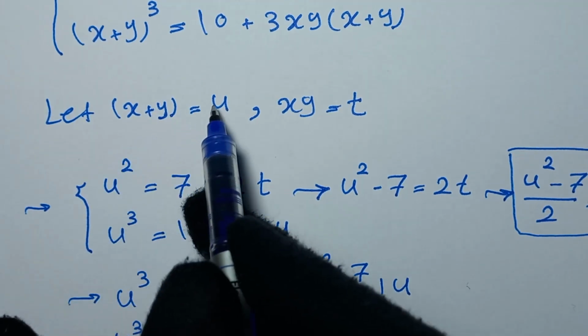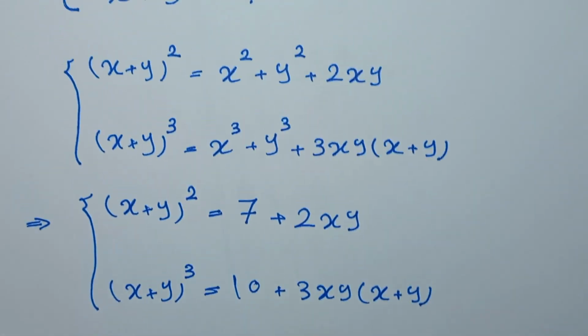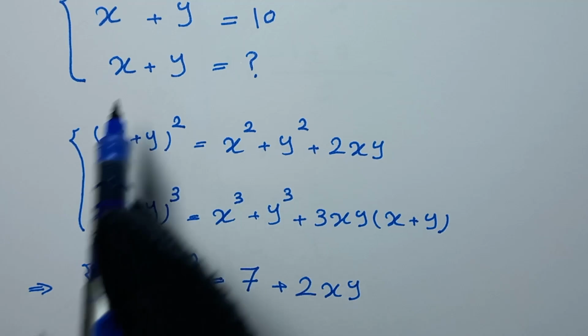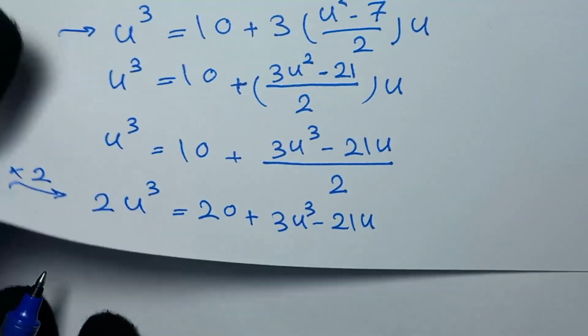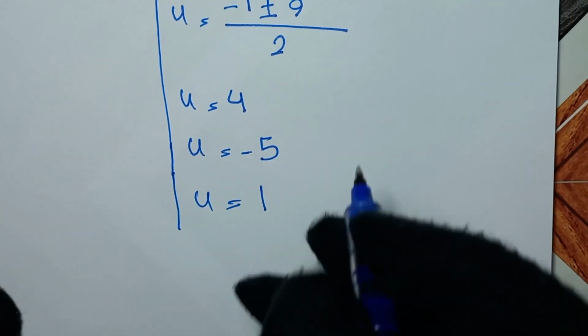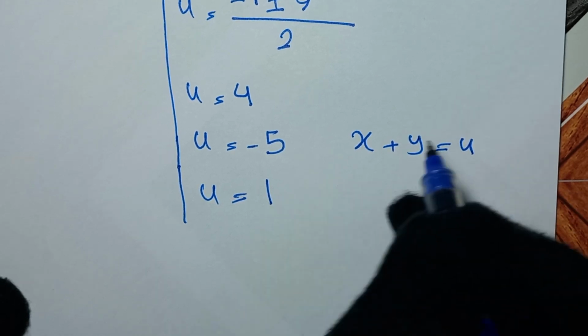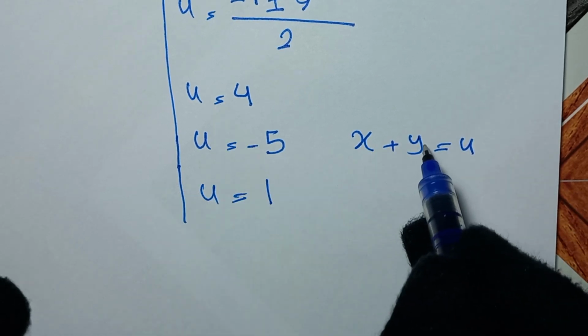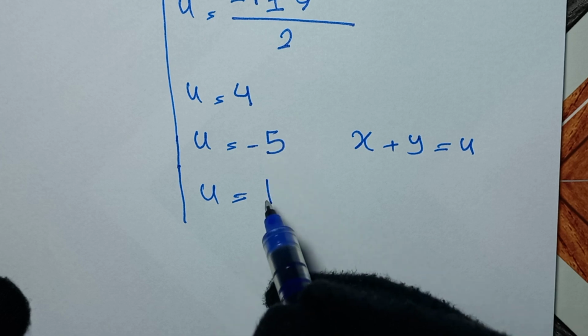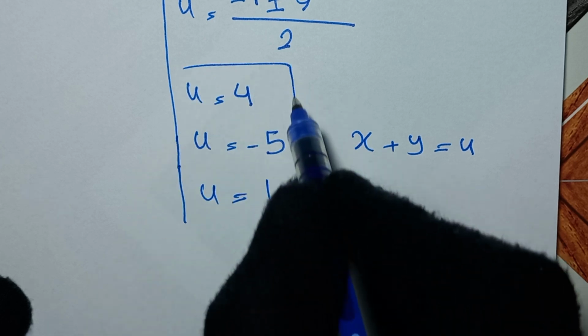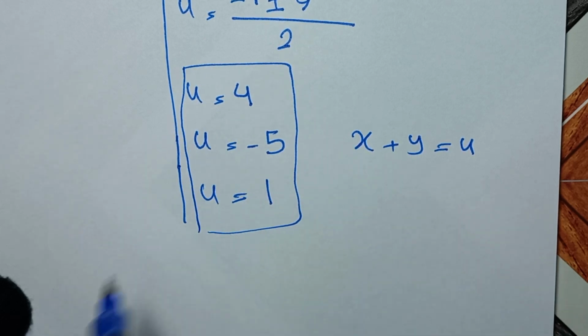x plus y is equal to u, right? And we want to find the value of x plus y. So our answer here, x plus y is equal to u, and our answer for x plus y is 4, negative 5, and 1, right? So this is our final answer.